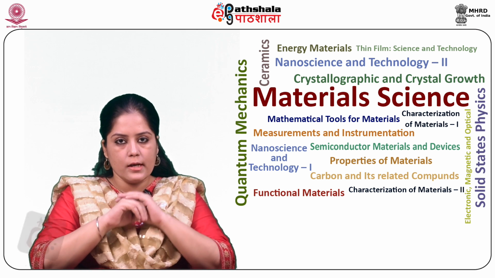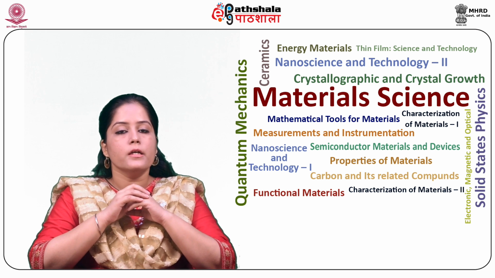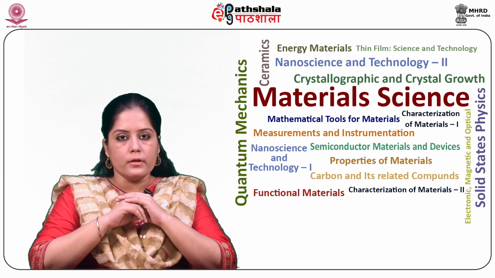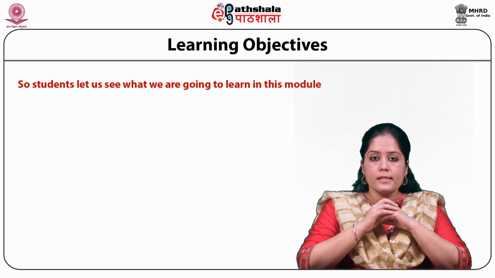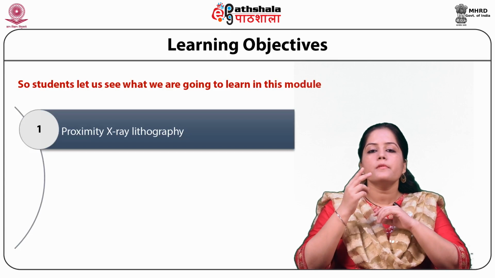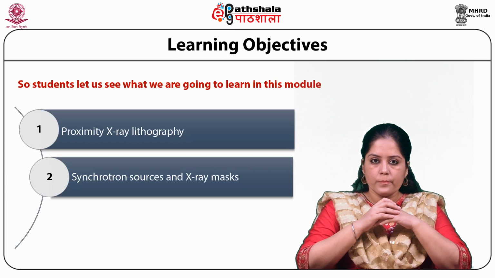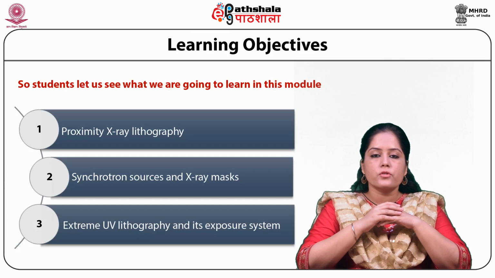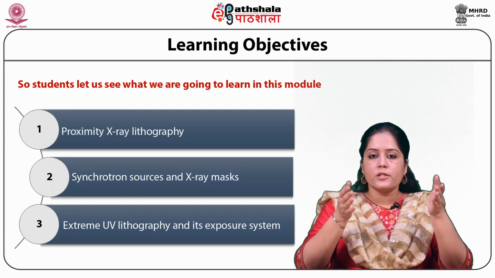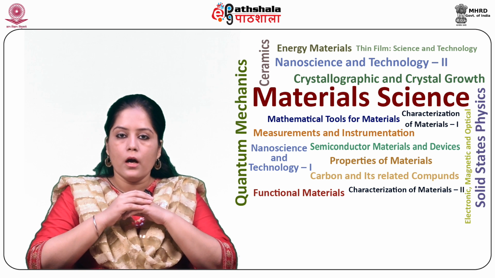So today we are going to discuss the module X-ray and extreme ultraviolet (UV) lithography from the paper Semiconductor Materials and Devices. So students, let us see what we are going to learn in this module. First, we will discuss proximity X-ray lithography. Second, the synchrotron sources and X-ray mask will be discussed. Third, we will discuss extreme UV lithography and its exposure system. So students, let us start with a basic introduction about the module.